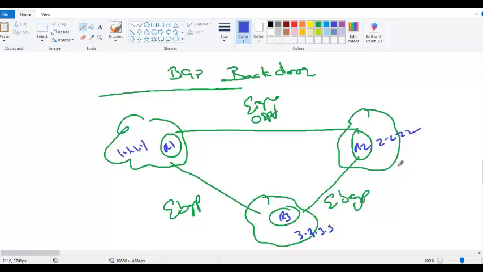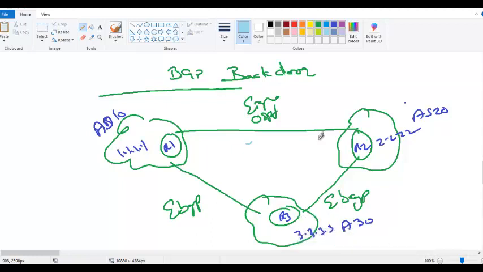My question to you is, I said EBGP, this is autonomous system 10, autonomous system 20, autonomous system 30. Again, I'm underlining something. We are not running BGP here, we are running IGP here. My question to you is, anyone can answer.